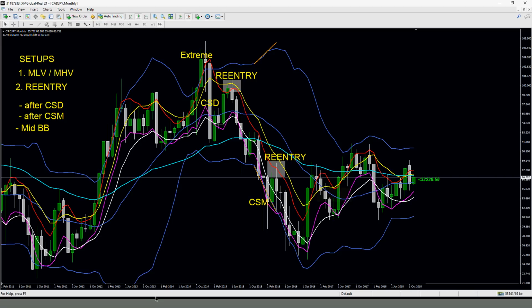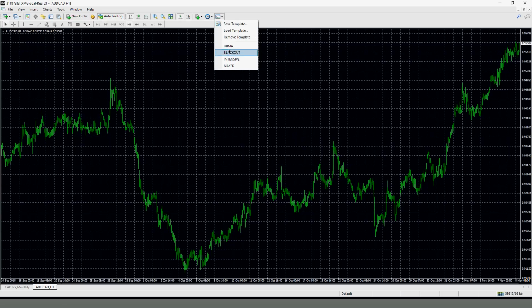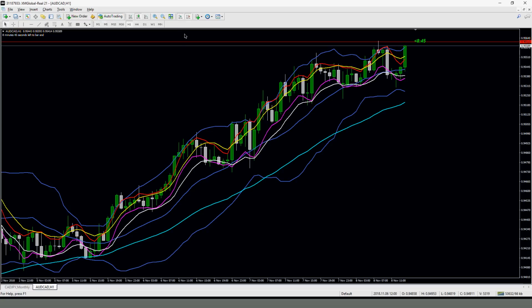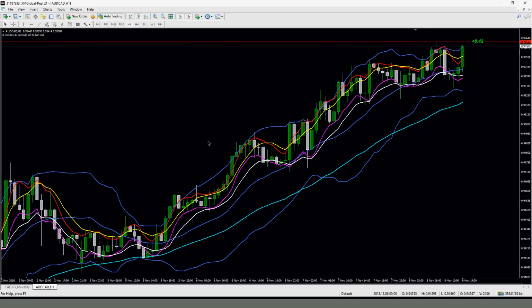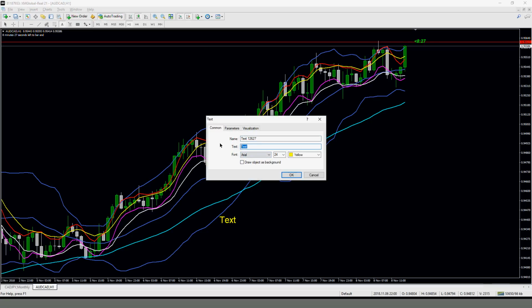Okay, let me just find other pairs to come up with this type of entries. Let me go for, let's say, another pair. Okay, so over this one, the best re-entry at middle BB is basically when you catch it on a zone zero loss zone. So what do I mean by zone zero loss? So this is what we call a ZZL.